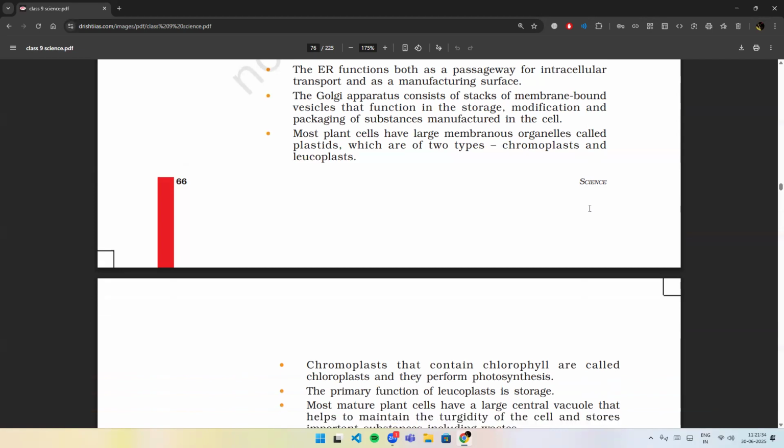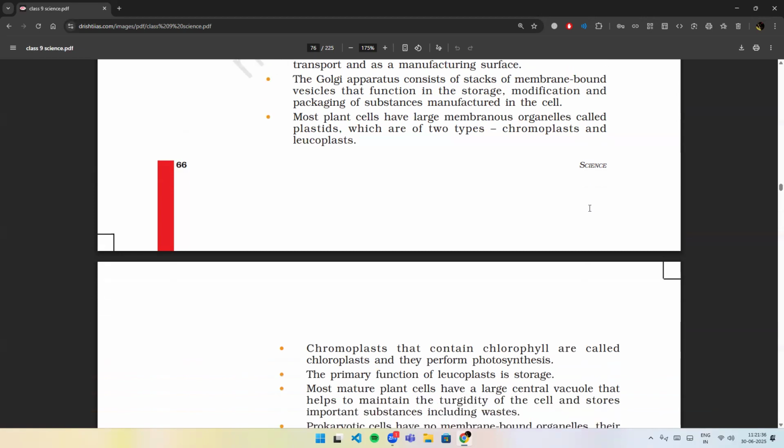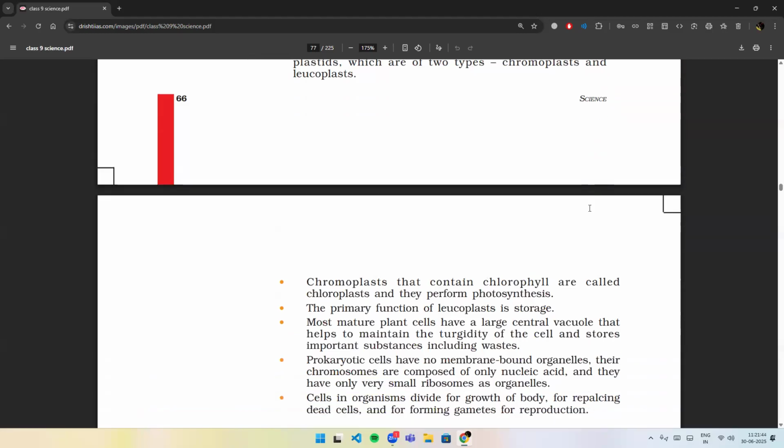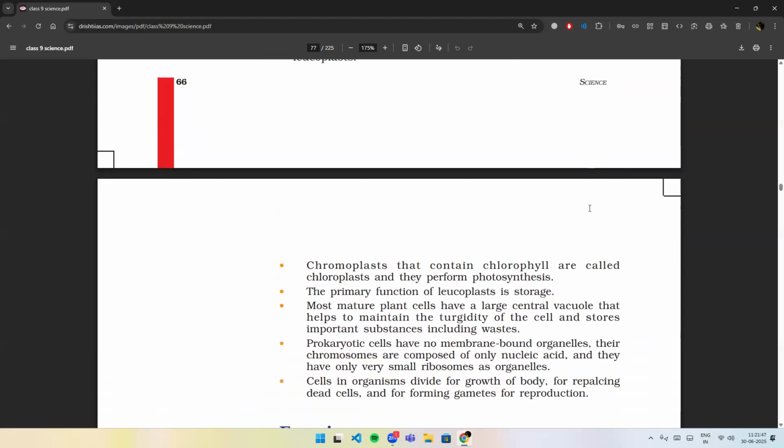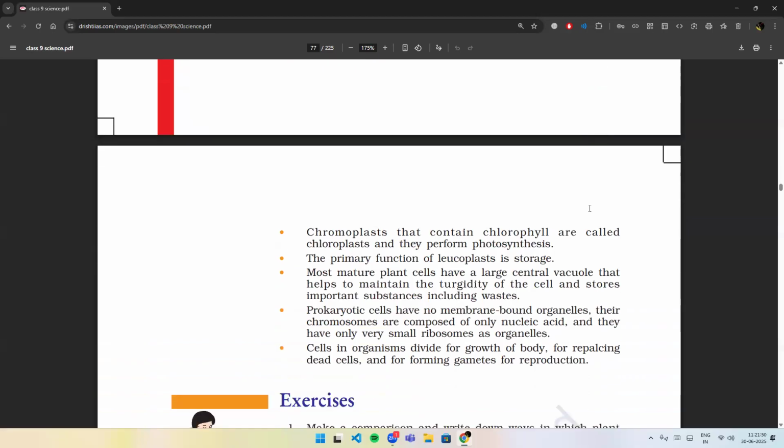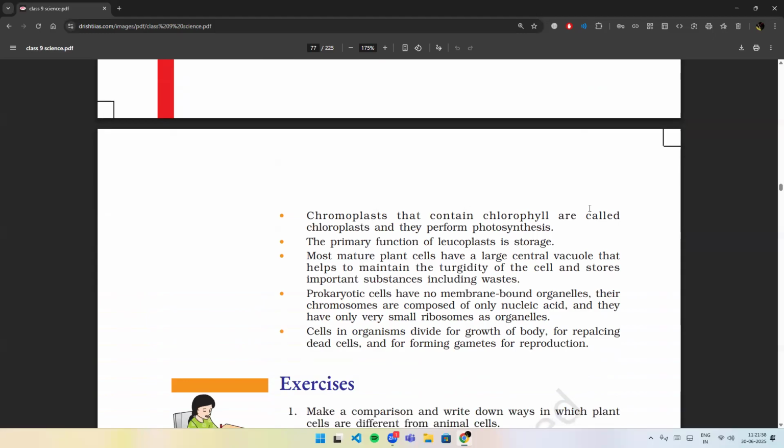Most plant cells have large membranous organelles called plastids, which are of two types, chromoplasts and leucoplasts. Chromoplasts that contain chlorophyll are called chloroplasts and they perform photosynthesis. The primary function of leucoplast is storage. Most mature plant cells have a large central vacuole that helps to maintain the turgidity of the cell and stores important substances, including wastes. Prokaryotic cells have no membrane-bound organelles. Their chromosomes are composed of only nucleic acid and they have only very small ribosomes as organelles.